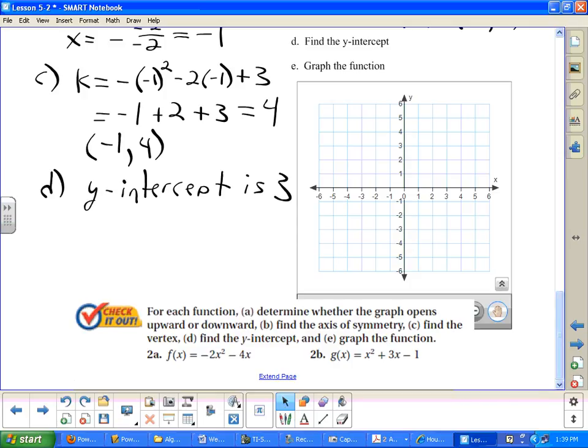All right. So to graph this, we'll graph the vertex first of all, negative 1, 4.